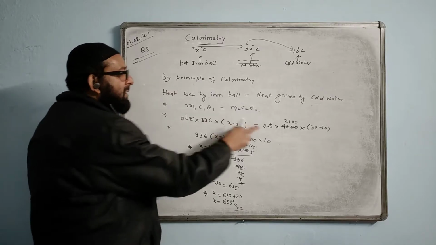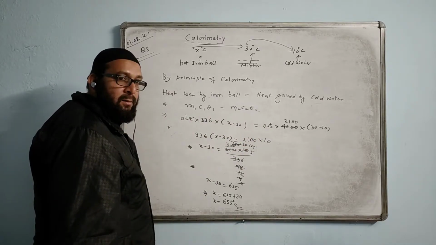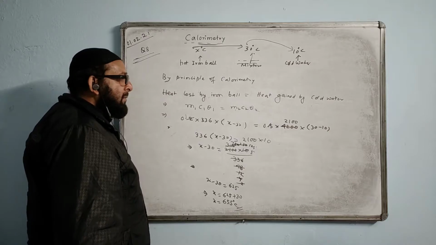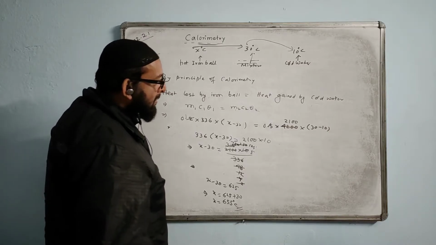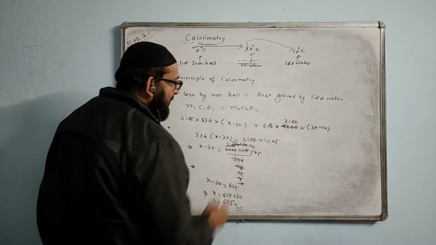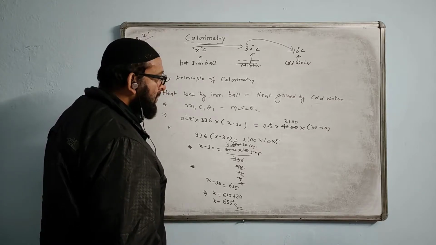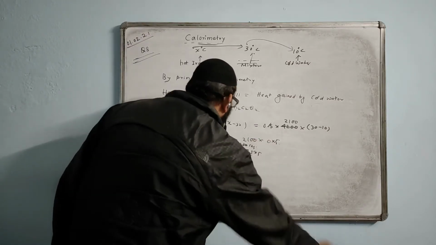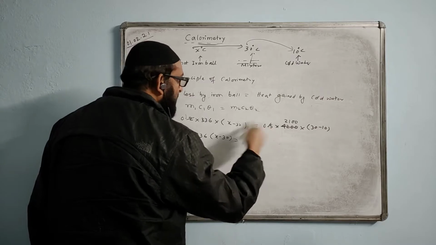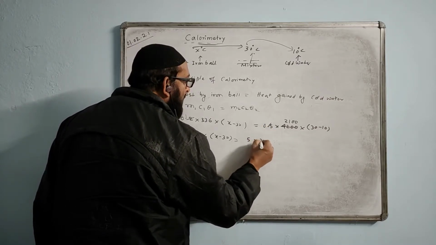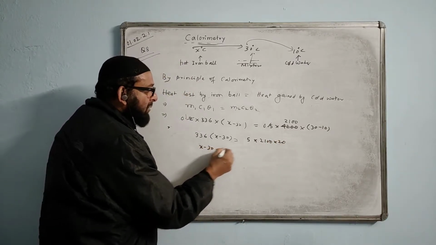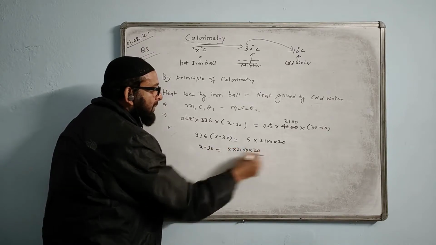This is 0.2, this is 0.5. The decimal point cancels on both sides. Which 5? Oh, that 5 is 0. Can I write 5 also? I forgot to write 5. Into 5 also you do. So just the correction part, please check. I think there was a mistake in calculation here: 5 into 2100 into 20. Now divide it. You get x minus 30 is equal to 5 into 2100 into 20 by 336.